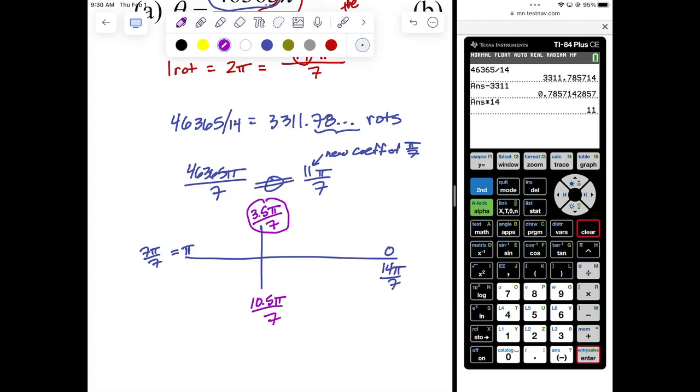Once you have your quadrantal angles labeled in terms of sevenths, now you can figure out where 11 pi sevenths must live. Where must 11 pi sevenths live? The fourth quadrant. It's a little bit past 10.5 pi sevenths. So this is 11 pi sevenths.